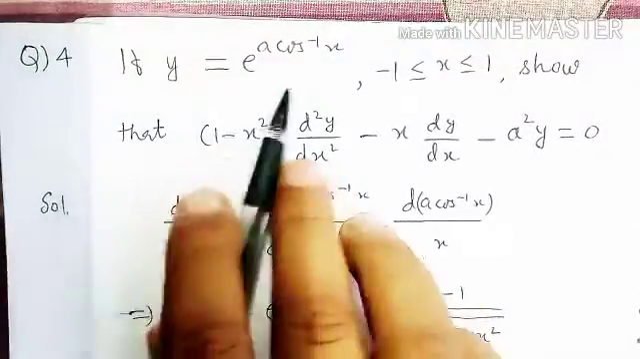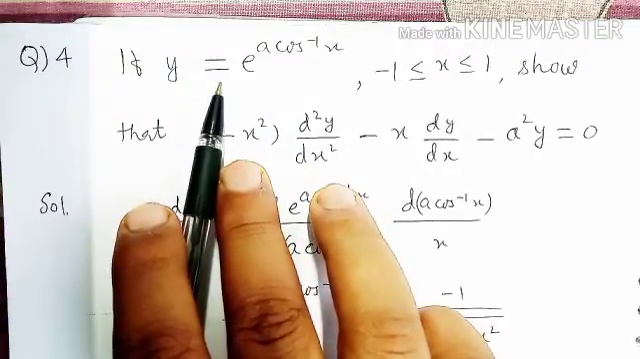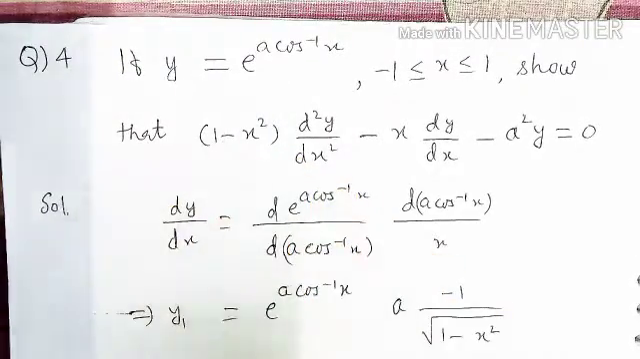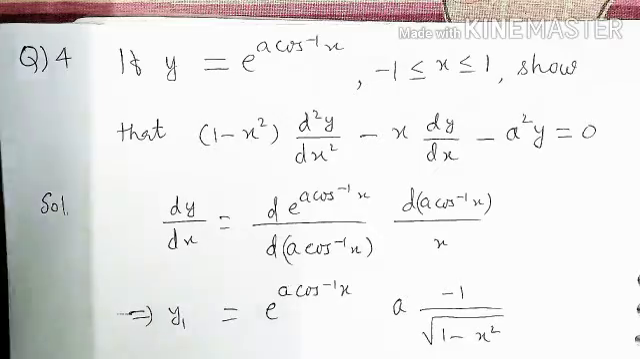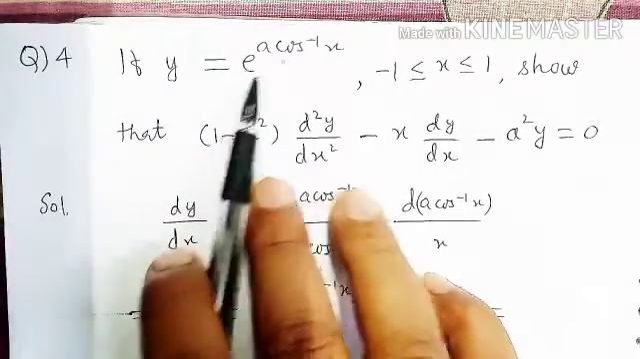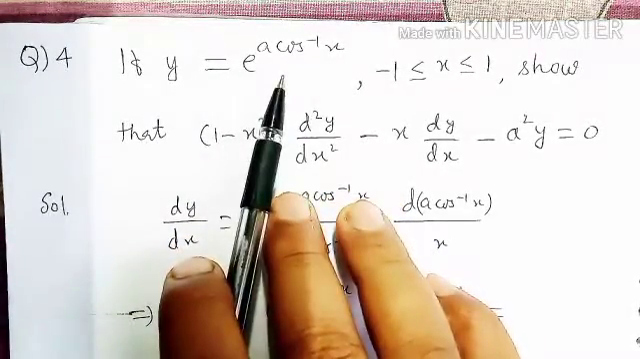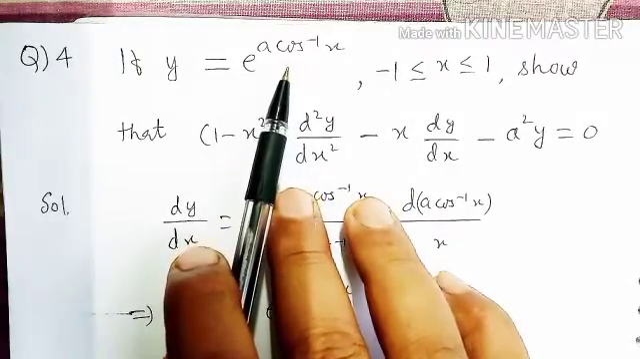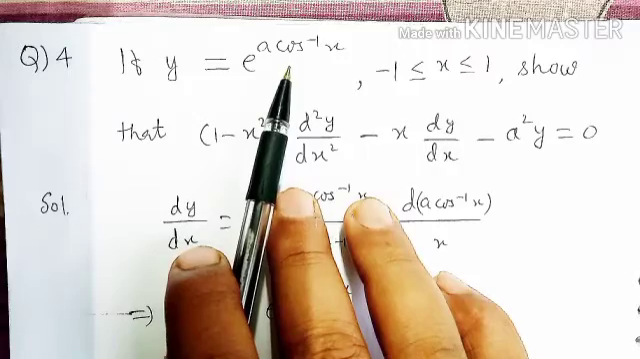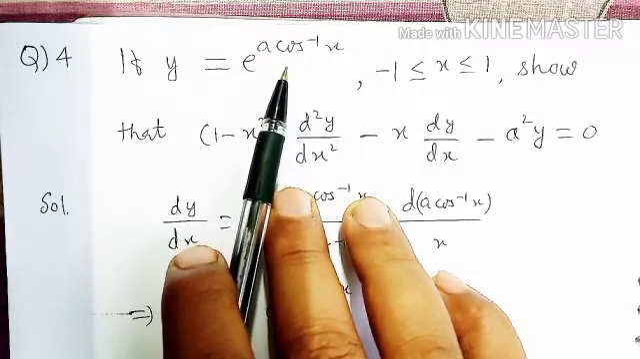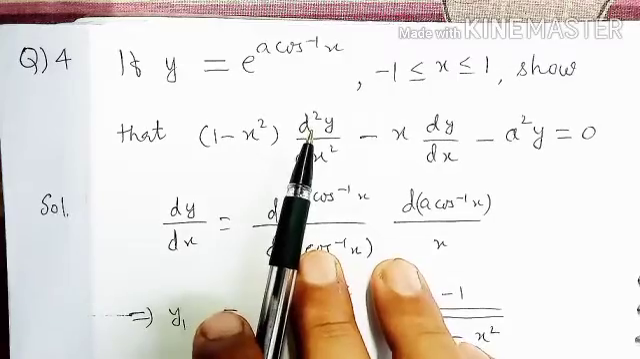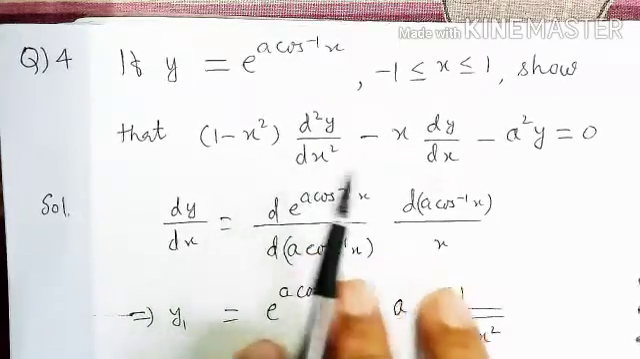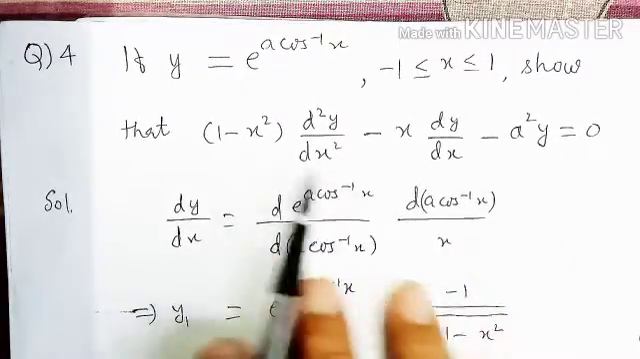Here we can also apply logarithmic differentiation. Then we have log y is equal to a cos inverse x log e, and log e is 1. So log y is equal to a cos inverse x. Now differentiating both sides with respect to x, and proceeding in the same way and arranging, we get this result.